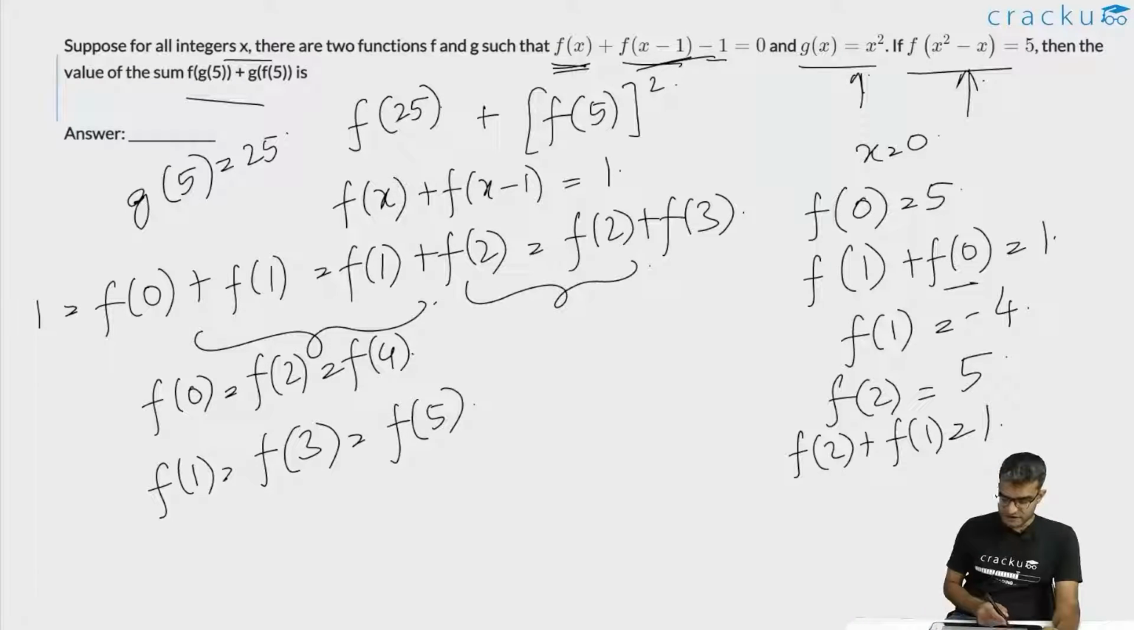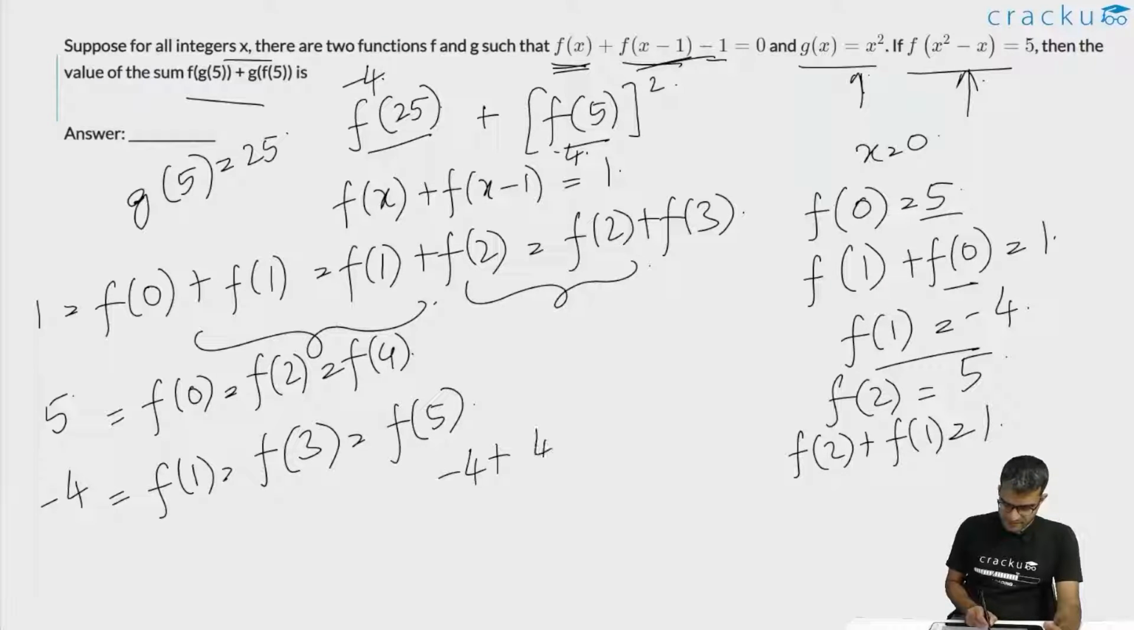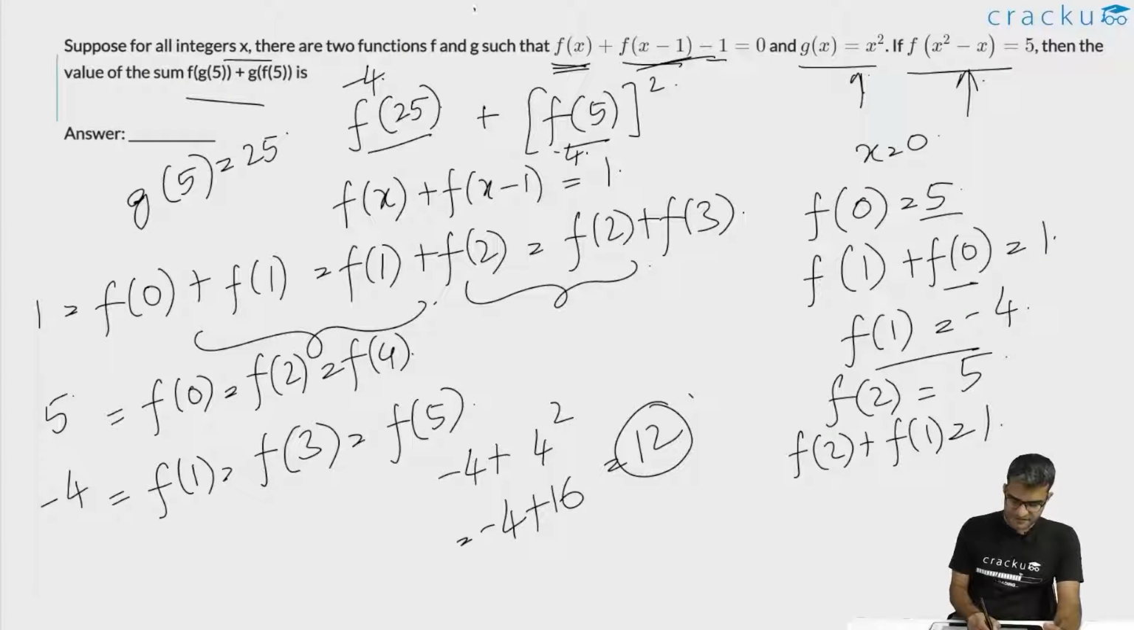Now we know that f of 0 is equal to 5. So for all of the even numbers, the value of f of x will be equal to 5. And we know that f of 1 is equal to minus 4. So if x is an odd number, f of x is equal to minus 4. So f of 25 will be minus 4, and f of 5 is also equal to minus 4. So the required sum will be minus 4 plus 4 square, which is equal to minus 4 plus 16, which is equal to 12. So the answer for this question is 12.